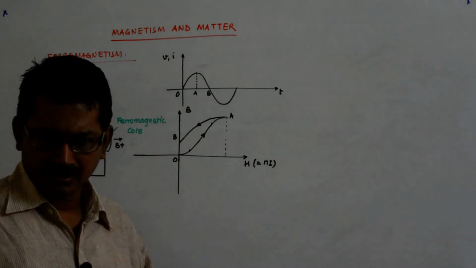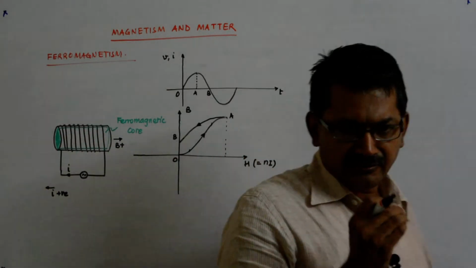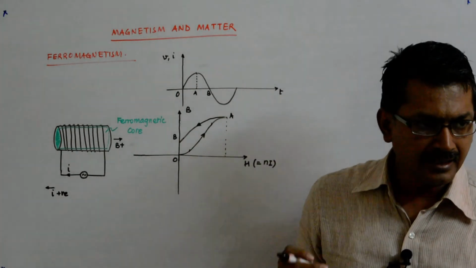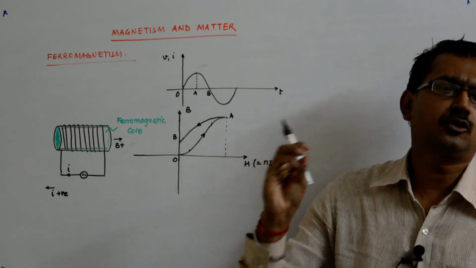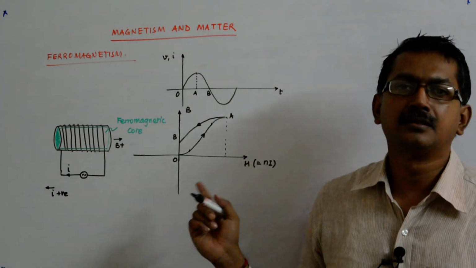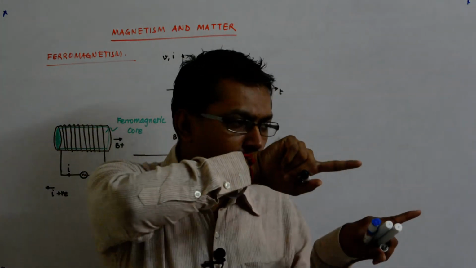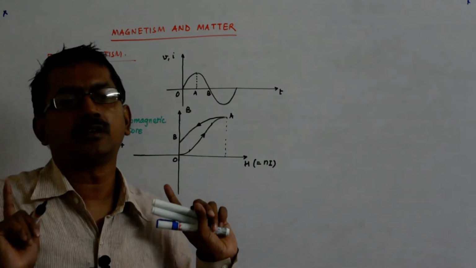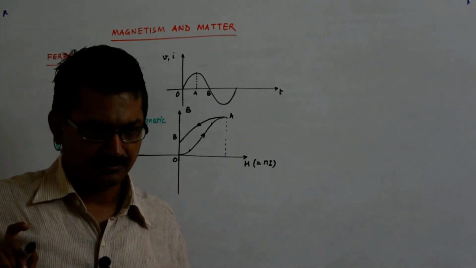Now, what does it mean? It means that even after the withdrawal of the magnetic field, some amount of magnetism still remains inside the material. That means all those domains do not come back to their original position. Okay?